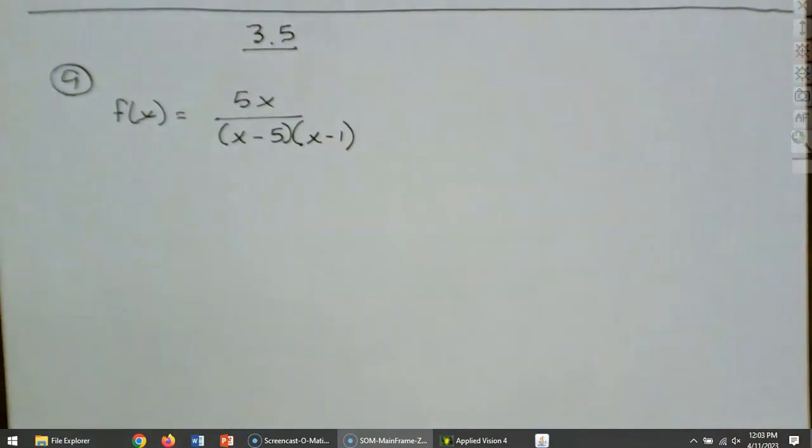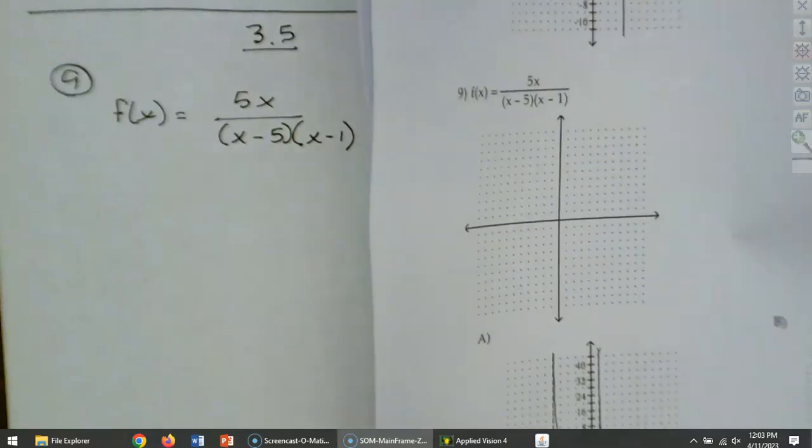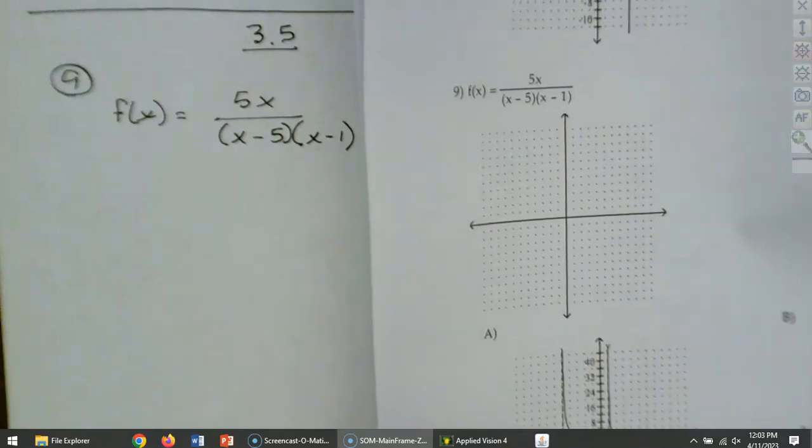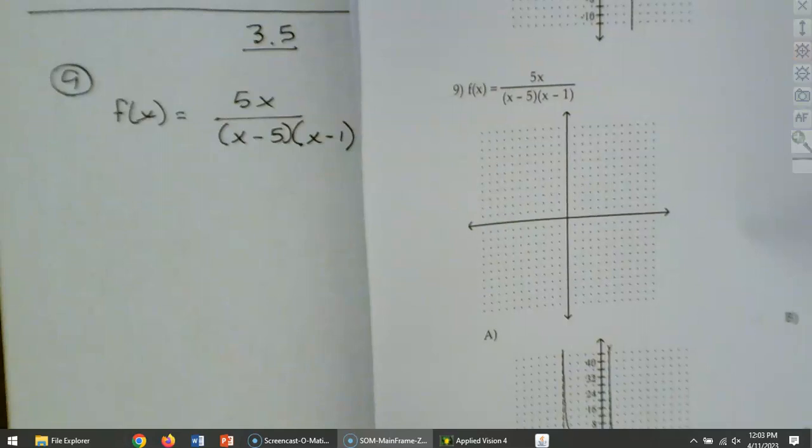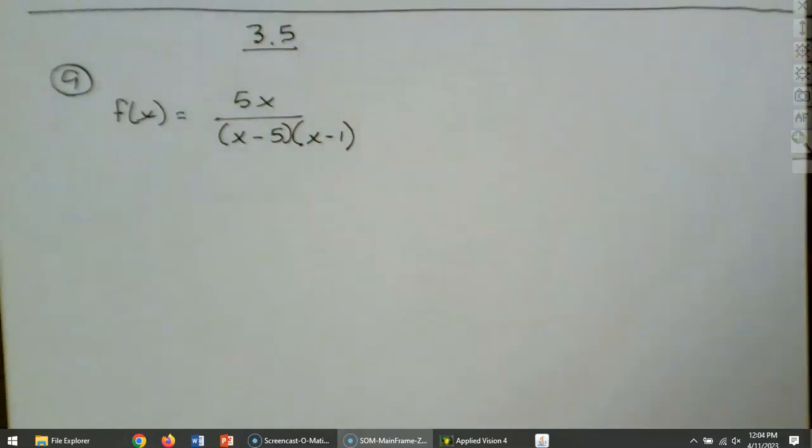So I'm going to work out question number 9 from your homework. This is out of 3-5. You're going to be able to do question 10. So we're going to go through all the pieces, and we're going to identify which graph it is.